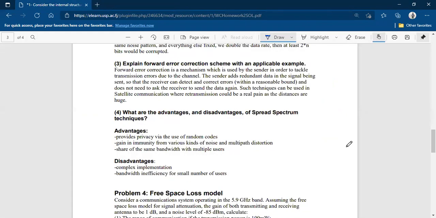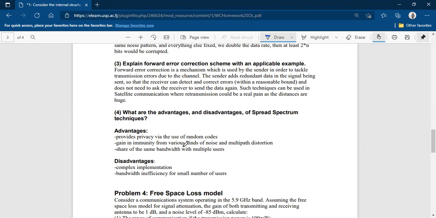So if you want to learn more about spread spectrum, you can search YouTube videos for that, right? There are some good examples on YouTube, so you can always learn more on spread spectrum through that. So one is the privacy, right? When you are using a set of random codes, you protect your data sets, right?